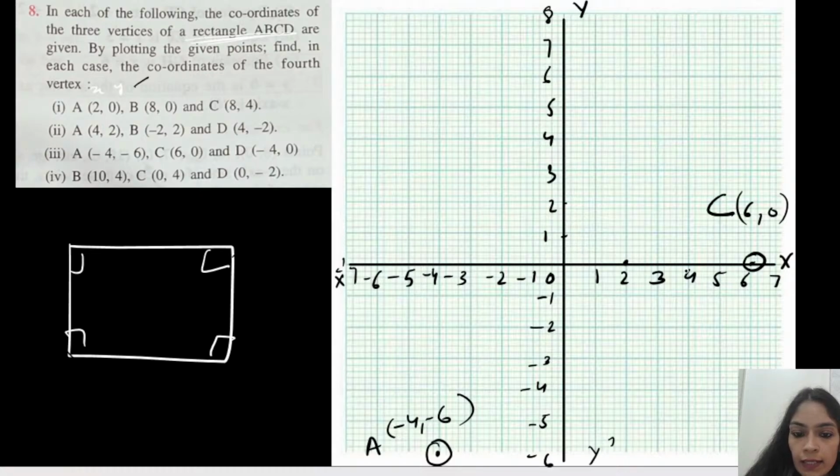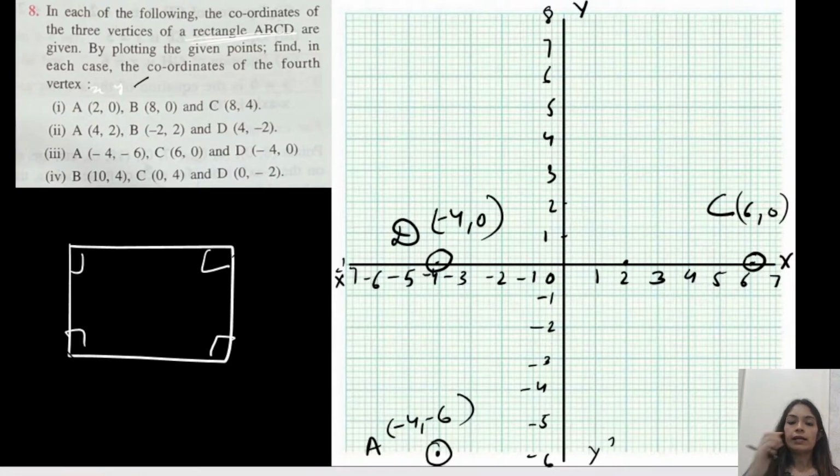Then D point is given to us. This one is C. A is given to us, C is given to us, and D. D is minus 4 comma 0. So we have to see here minus 4 comma 0. Again y's value is 0. That means it lies on the x-axis only. So minus 4 comma 0.